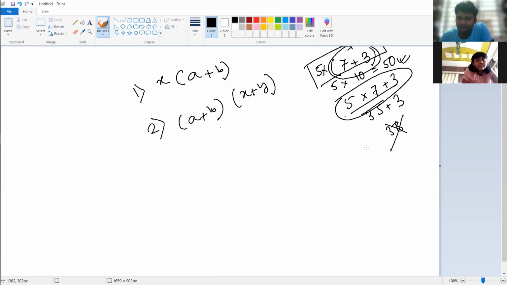Got it? Yes. So this is the example of this one actually. Now we will find how to do this in a distributive way. Okay, just let me finish, then you can ask your question.